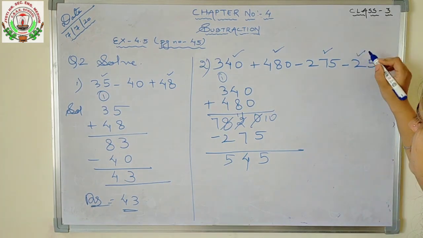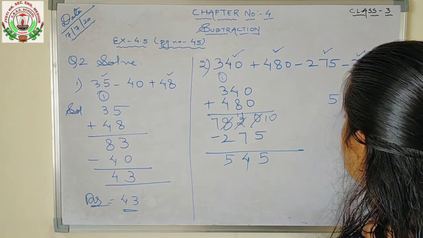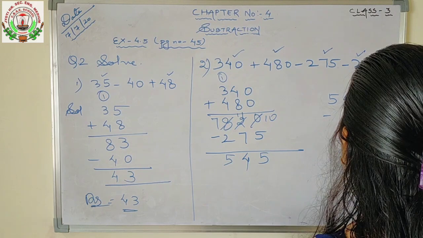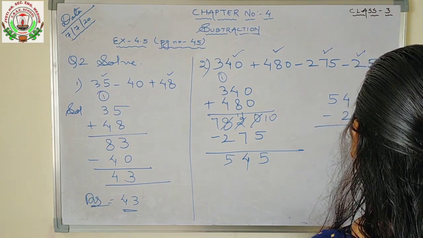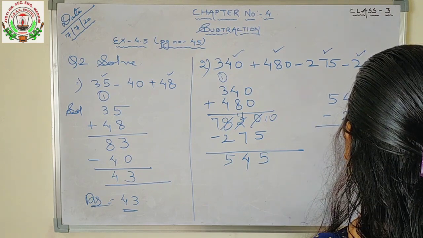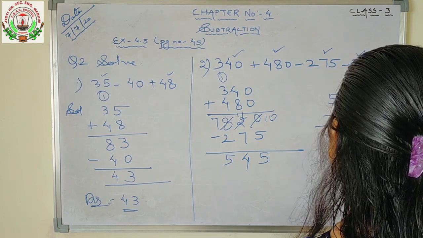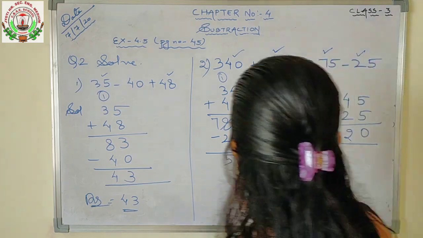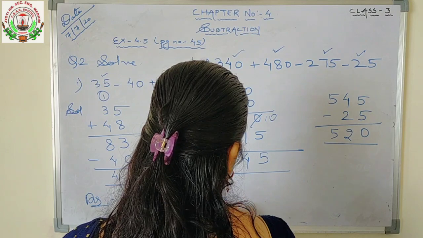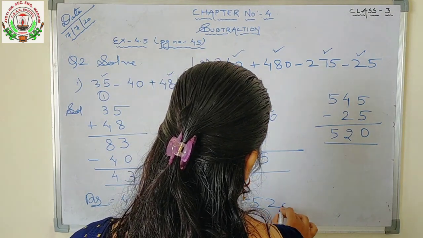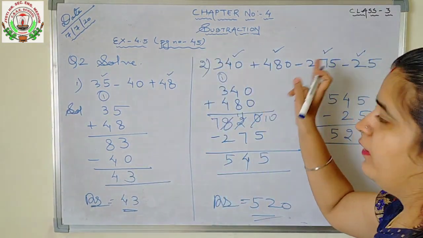One number more is left. Again you will subtract this. 545 minus 25. 5 minus 5 is 0. 4 minus 2 is 2. Below 5 no number is there, so we will write 5. So finally what answer we got? Answer is 520 after solving all the questions.